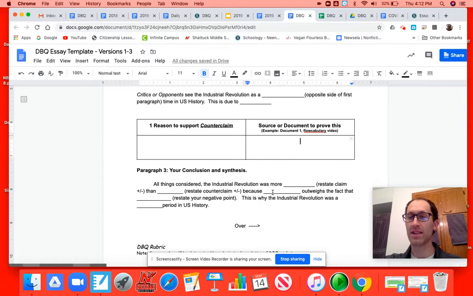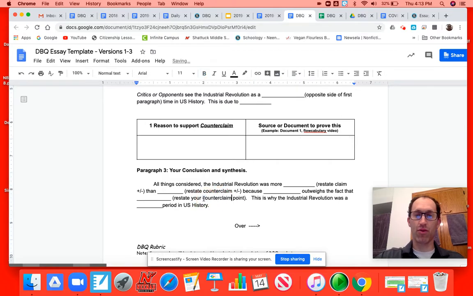To end and get your last bit of your score, you are going to conclude and synthesize your information. You would end something like this: all things considered, the Industrial Revolution was a more positive or negative time, restating your claim because of a significant fact which outweighs the counterclaim, which is a negative point. Then restate your counterclaim point.